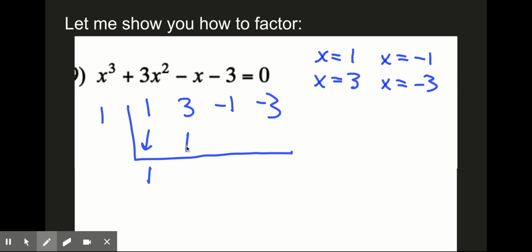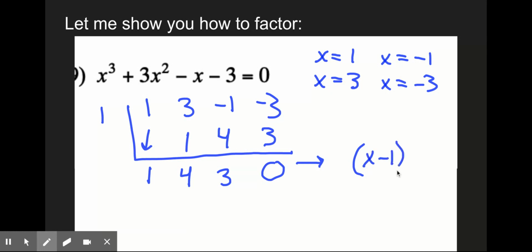1 times 1 is 1. 3 plus 1, 4. 1 and 4. Okay, 4. 3. 1 times 3 is 3. And look at that. It works. So let's think about what this means. This means that x minus 1 is a factor because when I plug in 1 here, I get a 0, right? It produced a 0.